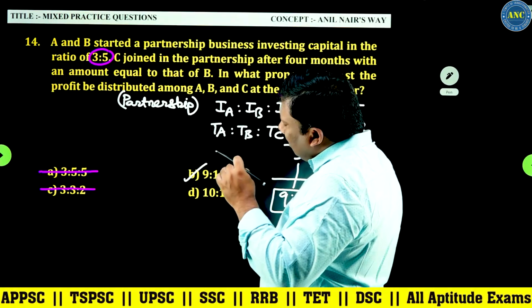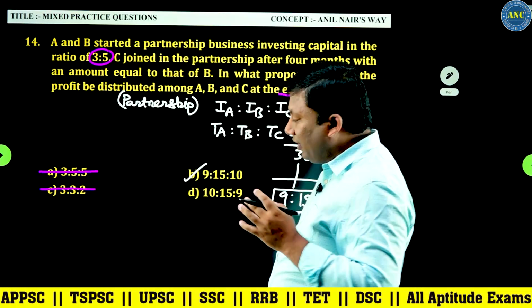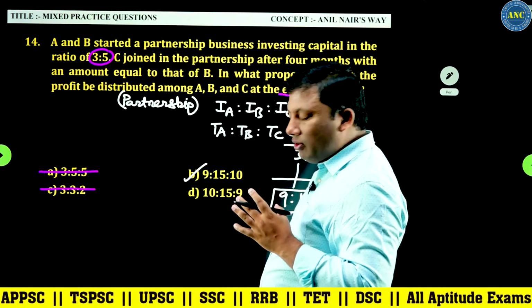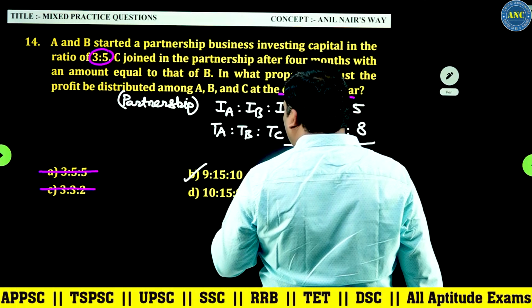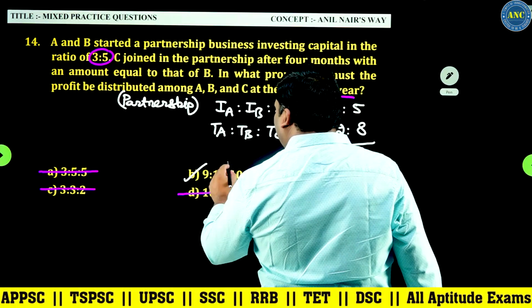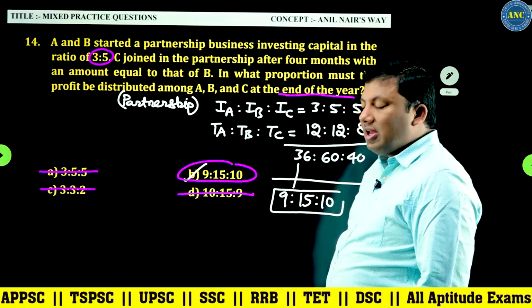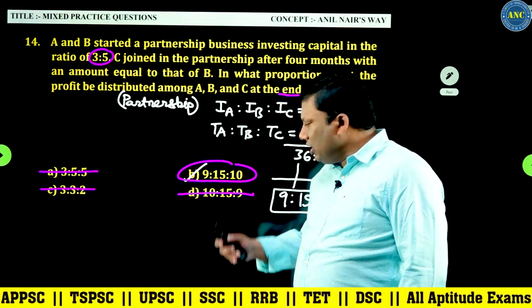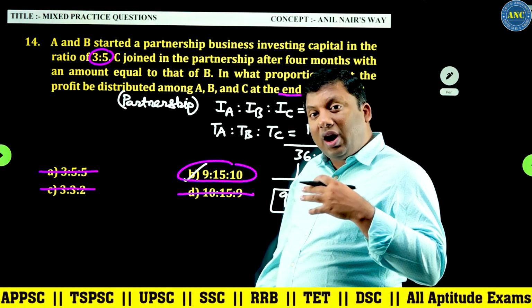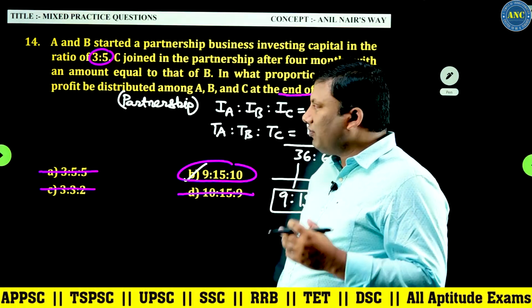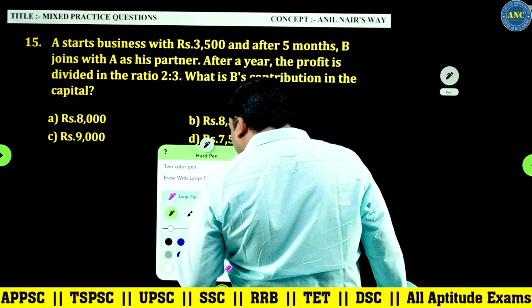Then, A invested in the multiple of 3, B invested in the multiple of 5. That means A's profit should be a multiple of 3. This is not a multiple of 3. Just by observing the question, you can get the answer as 9 is to 15 is to 10. You don't need to solve the entire question. All you need is to understand the root cause of the problem and play with it. Again, next question is based on the partnership.